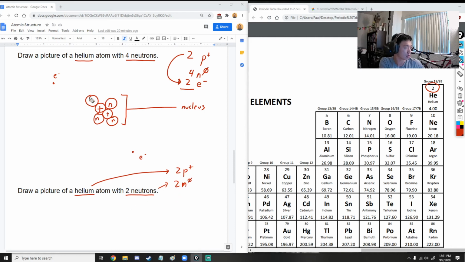Okay, so in the middle, the nucleus, we're going to put 2 protons. And there's 2 neutrons, so there's going to be 2 neutrons. Okay, and then we know from earlier that there's the same number of protons and electrons, so there's going to be 2 electrons. So all we need to do is draw 2 electrons around the nucleus, and there you go. That's your answer.